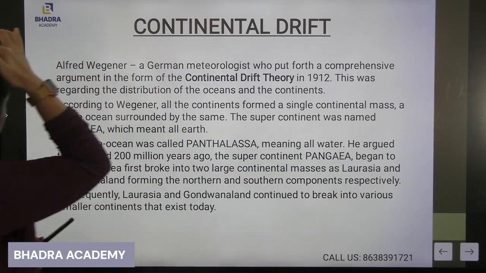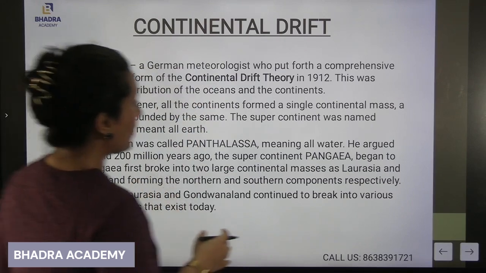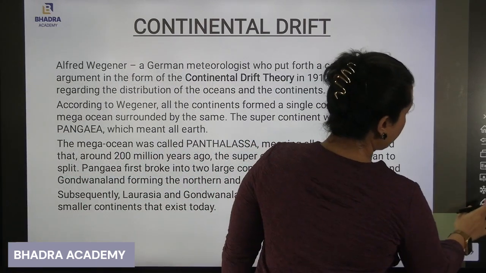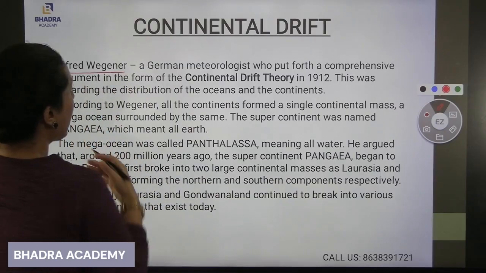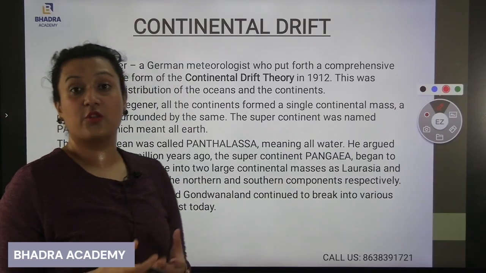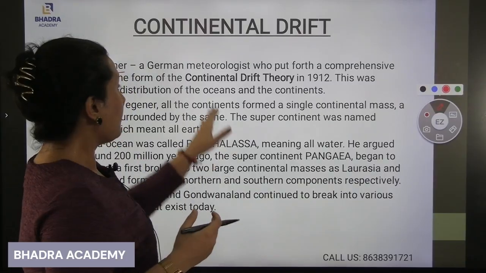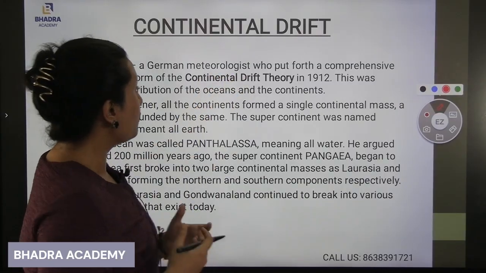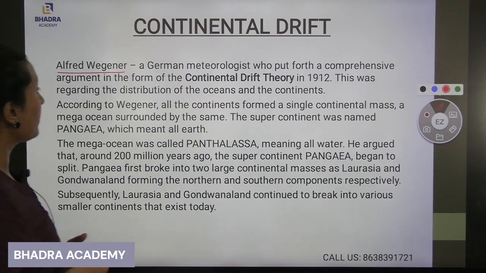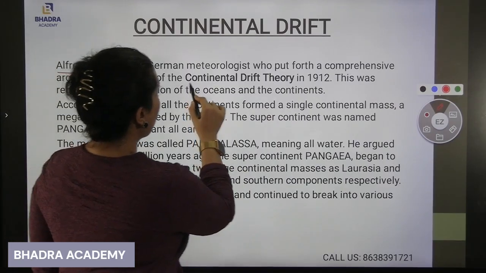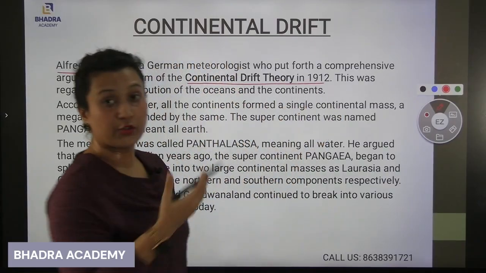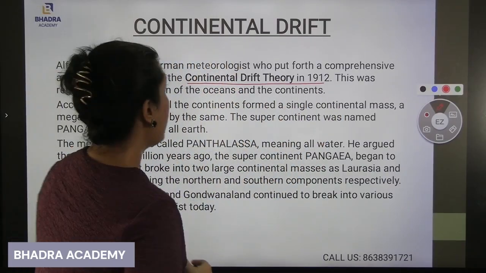You see, Alfred Wegener, very important. Here we will be understanding about Alfred Wegener. So first of all, Wegener was a German meteorologist. Alfred Wegener was a German meteorologist who put forth a comprehensive argument in the form of continental drift theory in 1912. So Alfred Wegener found the continental drift theory in the year 1912.